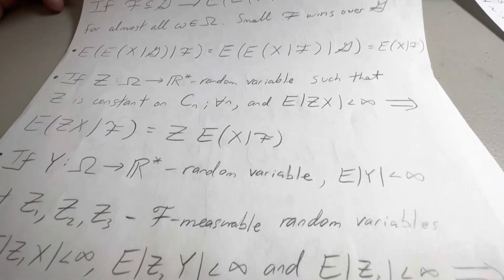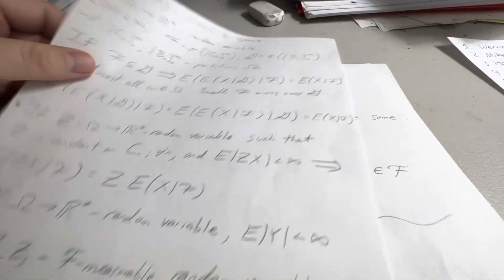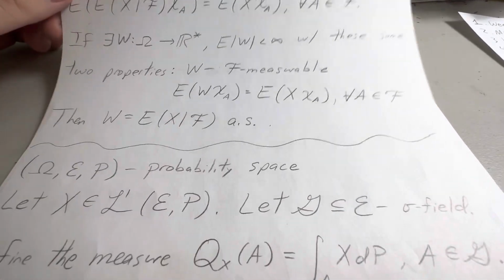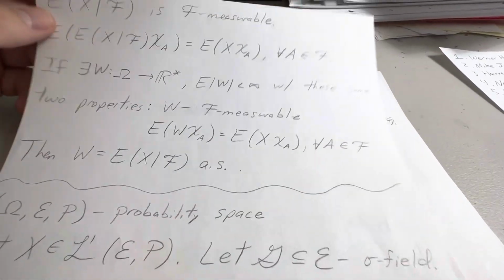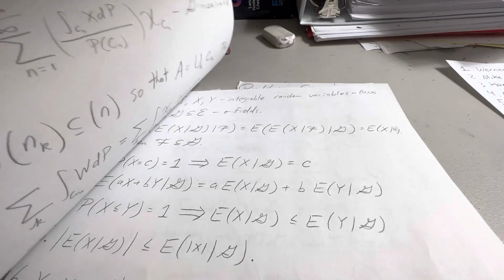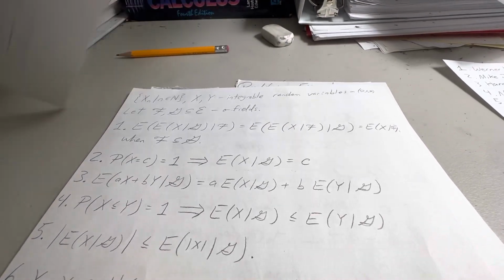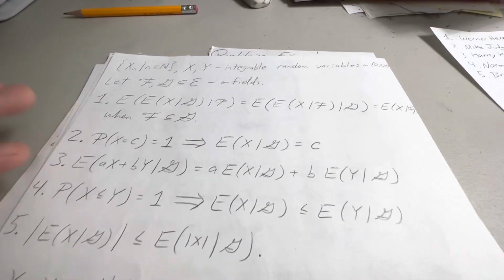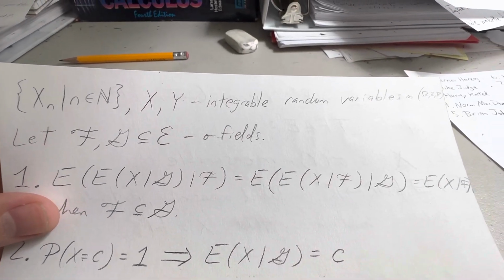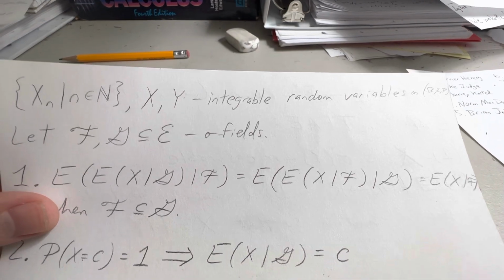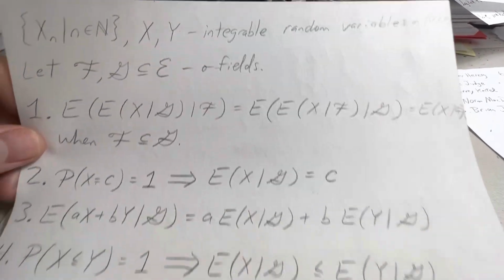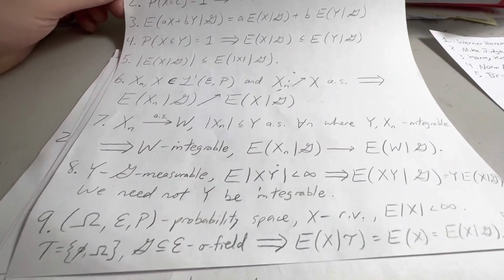Rather than go through all of this stuff here, because I recorded this video previously and I didn't really like how it turned out, I'm going to skip ahead to the page that has all of the properties on it, which is given here. If we have a family of random variables, x and y are integrable random variables on the same space, F and G are sigma fields contained in the big sigma field E, then we have the following 9 properties.